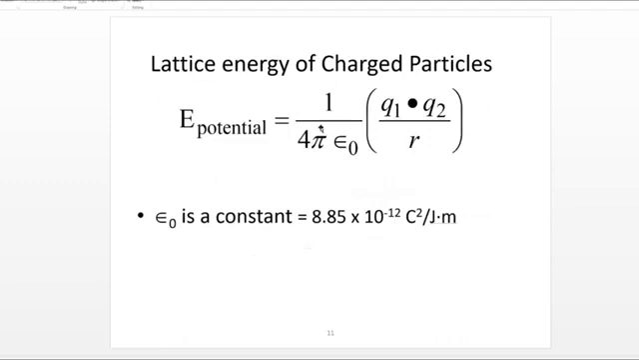E potential equals 1 over 4 pi epsilon naught, which is a constant that will be given to you, times Q2 times Q1 over R. Q1 is the charge of one ion, Q2 is the charge of the second ion, and these are the absolute values of the charges. For example, if you have a positive 2 and a minus 1, you have 2 times 1, so that would be 2. Then it is divided by the radius of the ionic bond, which can be determined by adding the radii of the anion and the cation together.